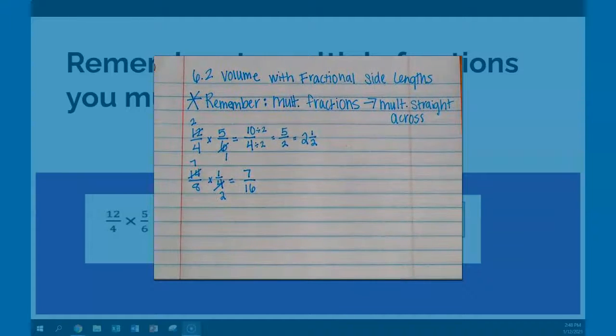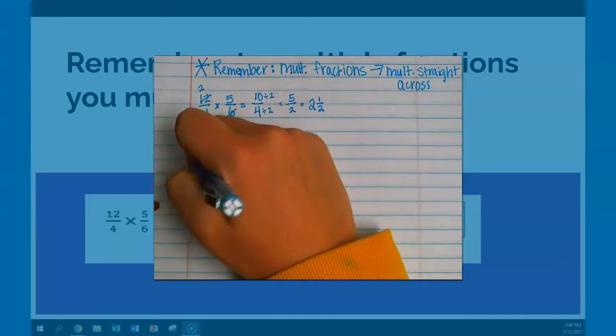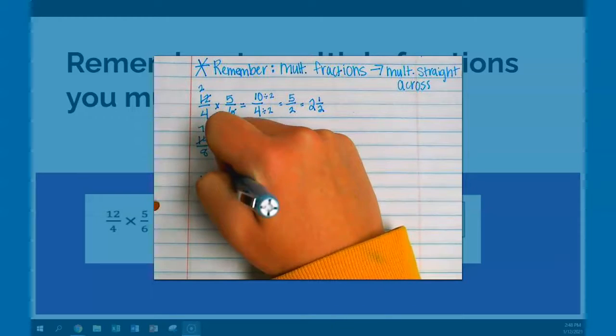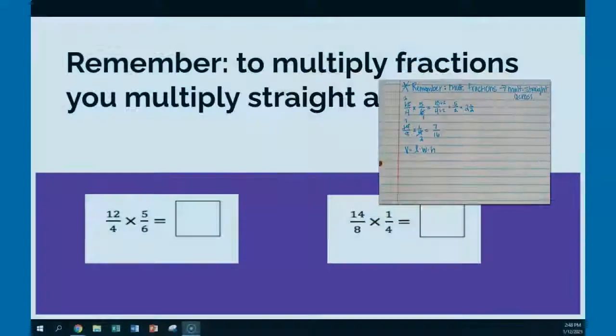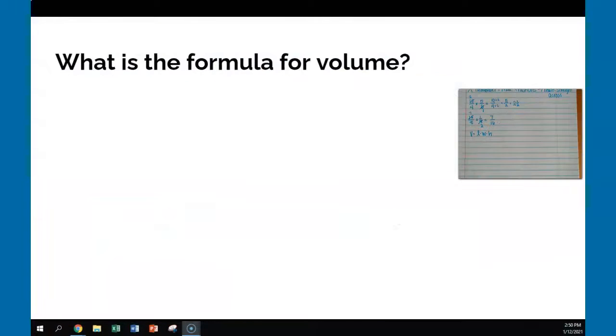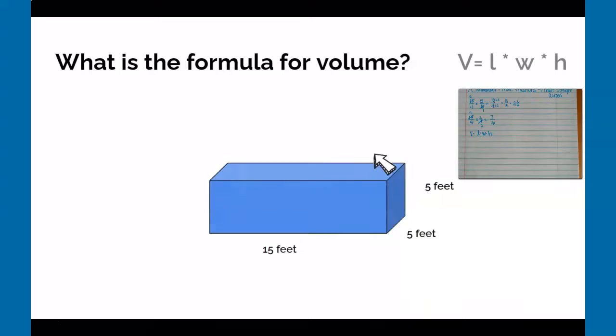That was just a quick refresher on multiplying fractions, because when we get to volume of fractional side lengths, our volume equals length times width times height. So if they're fractions, we need to know that process. I kind of gave it away. What is the formula for volume? If you remember, our volume formula is length times width times height.